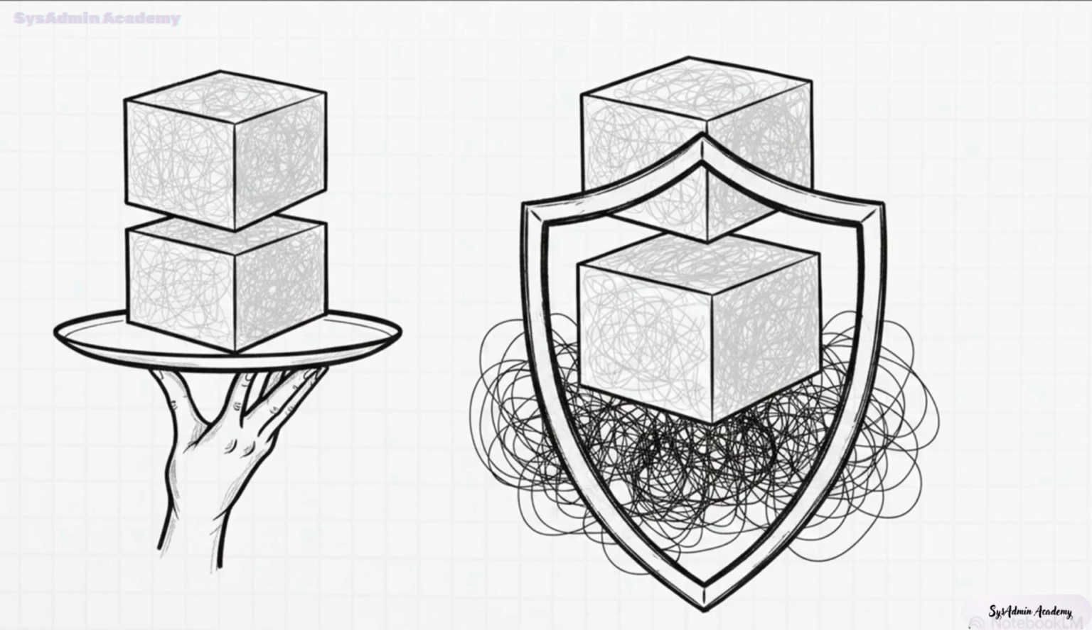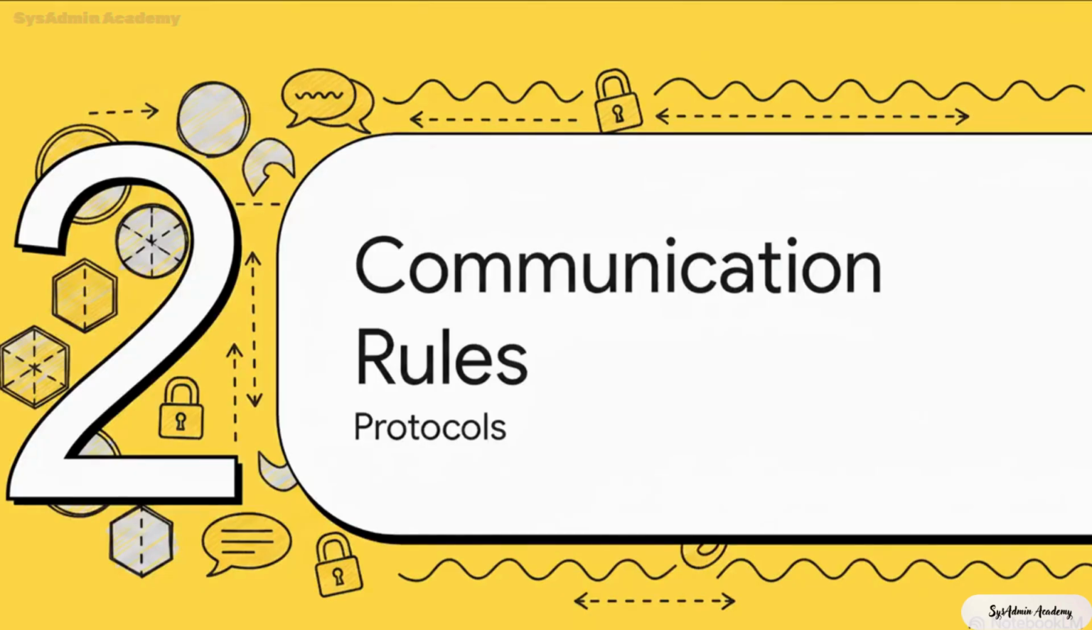But the absolute golden rule across all of them is this. The fundamental purpose of any given layer is to offer specific services to the layer immediately above it. It essentially shields that higher layer from all the messy, complicated details of how those services are actually getting done under the hood.